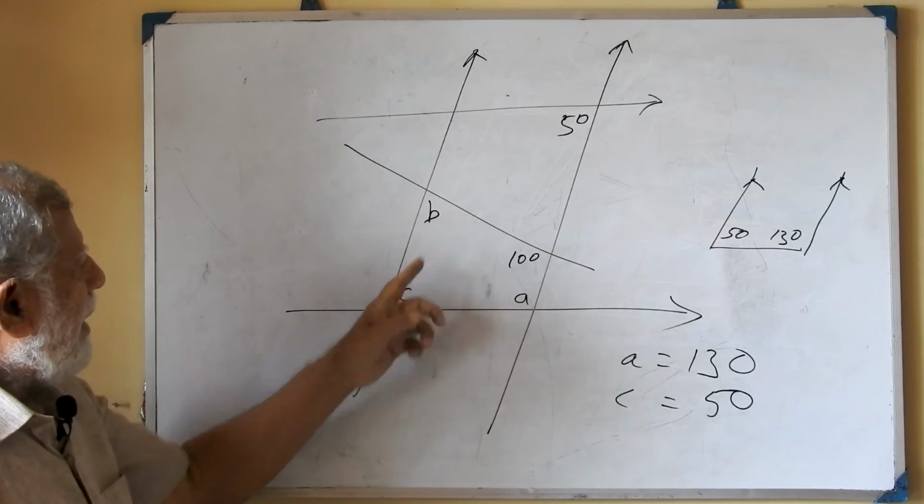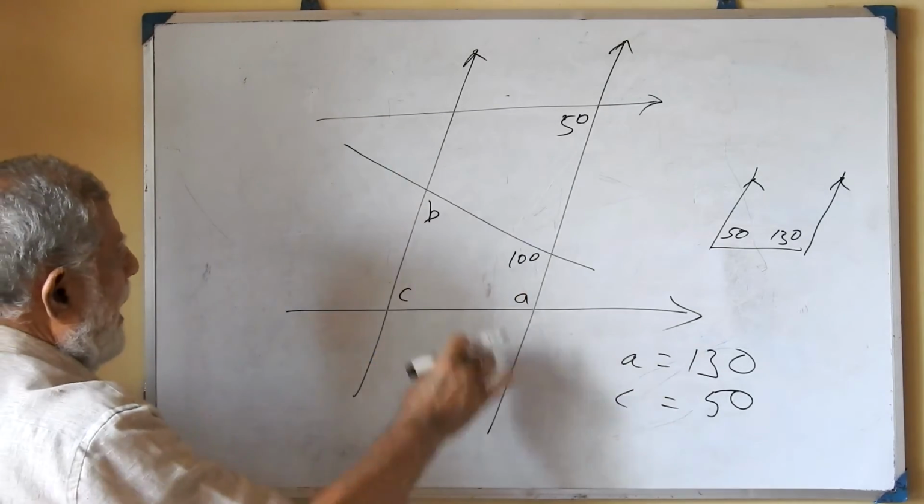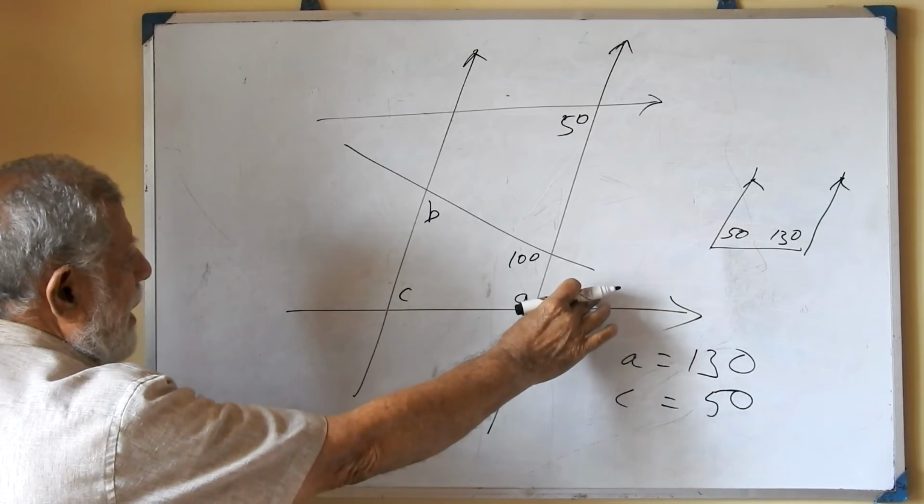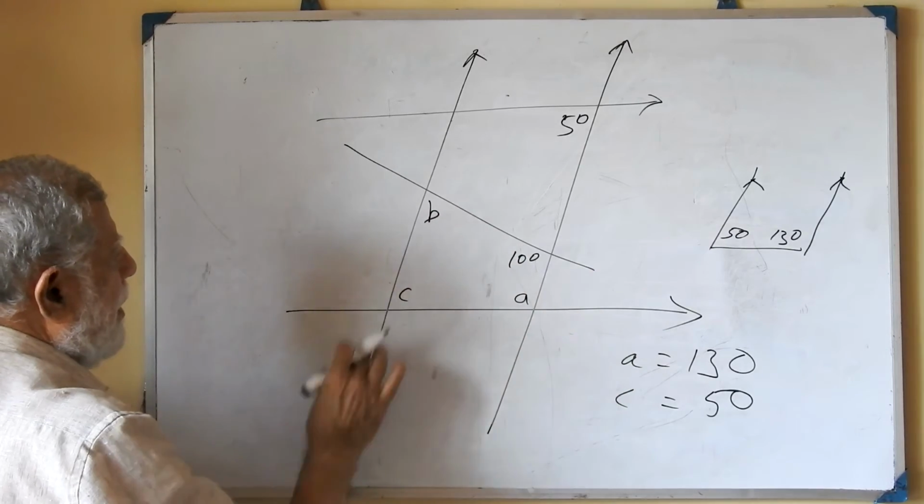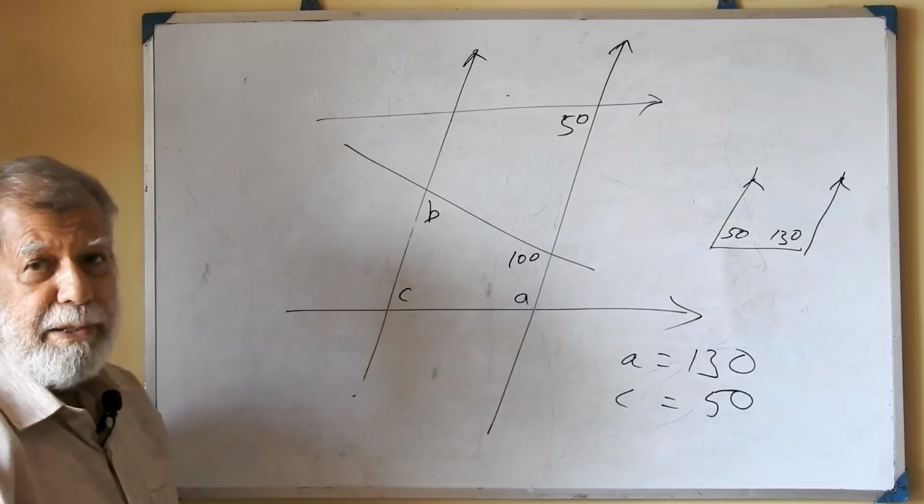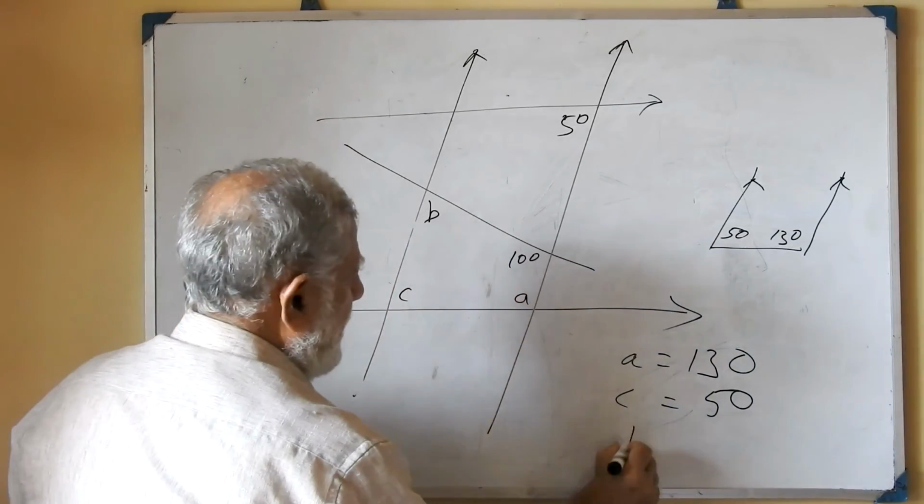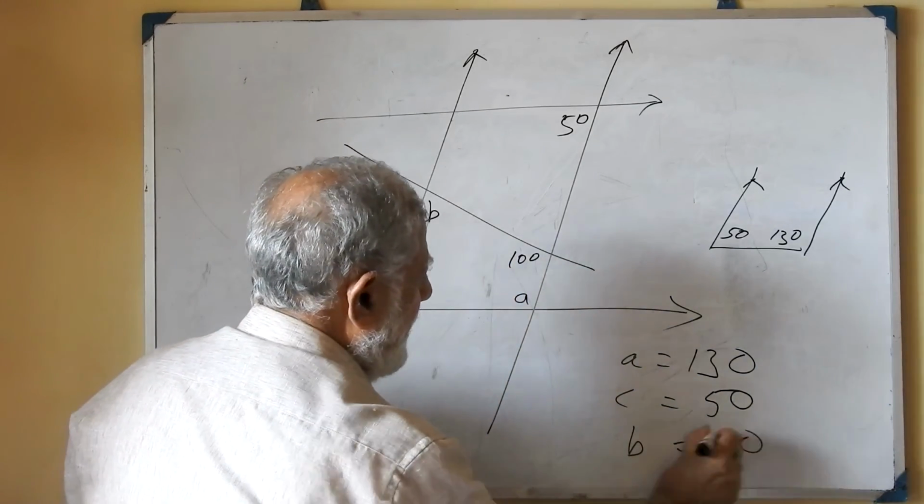B. There also we get allied angles. Here, can you see? These are the two parallel lines and these are transversals cutting. So you get a U here. All are allied angles, and allied angles add up to 180 degrees. So this 100, this should be 80. So B is equal to 80.